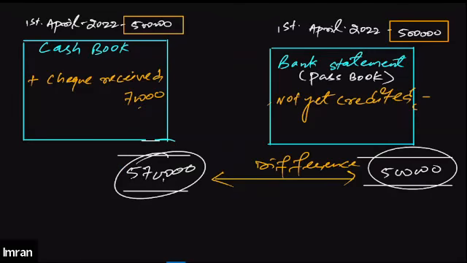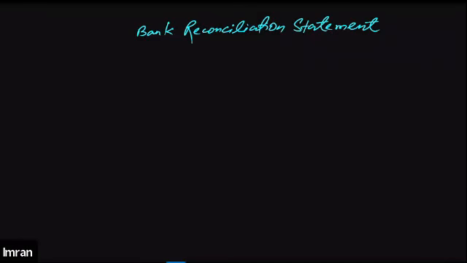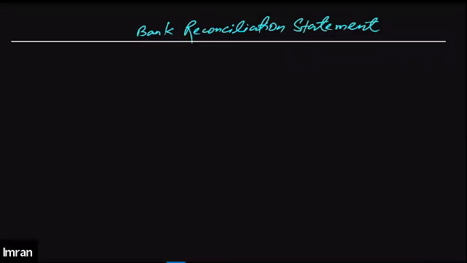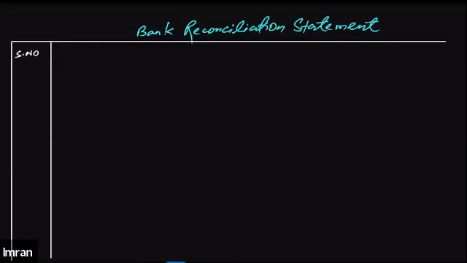So in order to prepare the bank reconciliation statement, what do we actually do? See, this is how we prepare it. First of all, we need to prepare the format of the bank reconciliation statement. So first of all, we'll put the heading as bank reconciliation statement. The first column will be made for the serial number. Serial number is for the serial number of transactions that have taken place. Then a column for particulars.